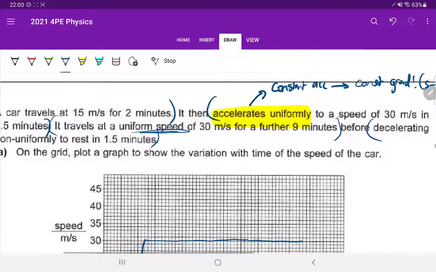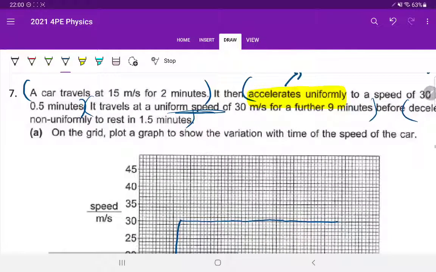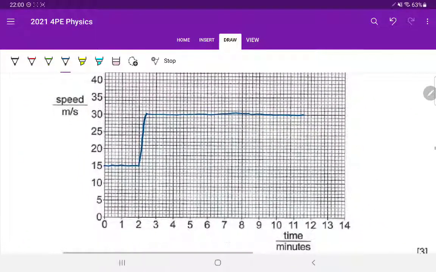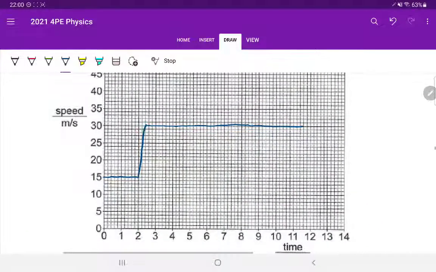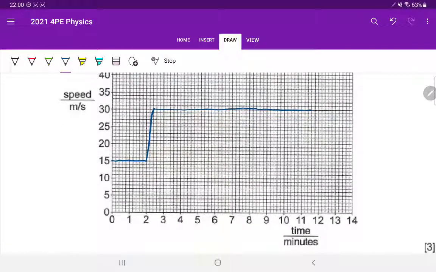Okay, and then before decelerating non-uniformly to rest. Non-uniformly means the gradient is not constant, which means the steepness is not constant. The rest in 1.5 minutes. So in 1.5 minutes, I need to reach 0. 1.5 minutes, 11.5, 0.5 is 12, so I reach 0 in 13 minutes.